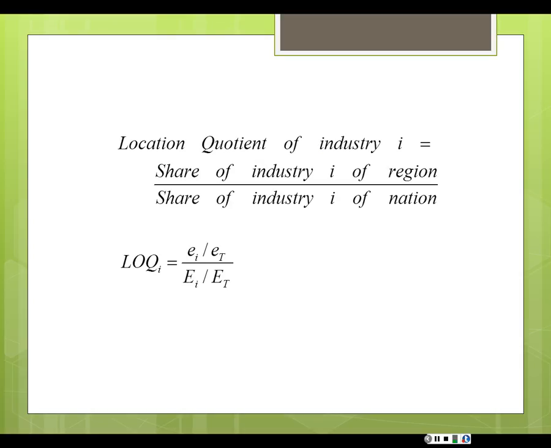So here is a formula for computing location quotients for a specific industry in your region. So technically, you look at the share of a specific industry in your region, and also you look at the share of that same specific industry in the country, in the nation, and then you take the ratio of those shares. You divide the region's share by the country's share, and that's the location quotient.